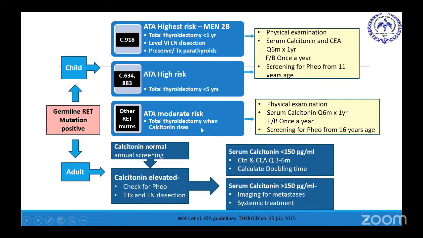For ATA moderate risk, we can start screening at 5 years of age, and when the calcitonin level rises, total thyroidectomy can be undertaken. And similarly, we have to follow them also with physical examination and biomarker evaluation. And pheochromocytoma screening should be started from 16 years of age. For adults, we'll do a calcitonin and annual screening for calcitonin. And once it is found elevated, we'll check for the other organ involvement and subsequently thyroidectomy and further follow-up with calcitonin and CEA.